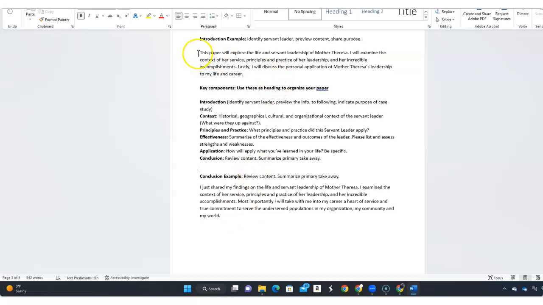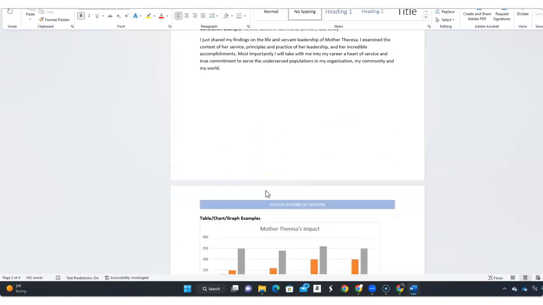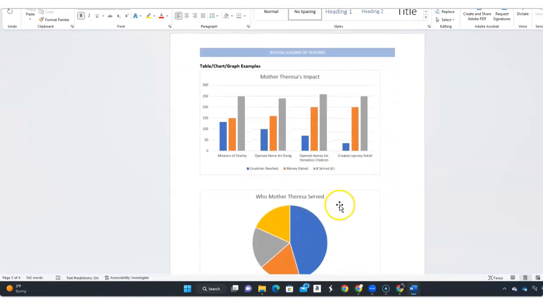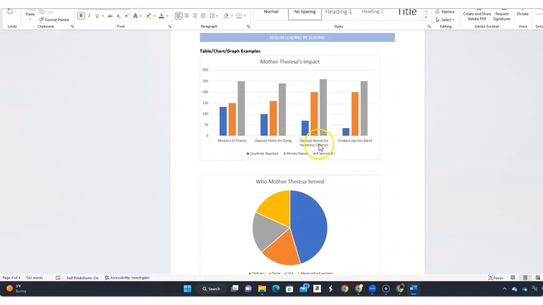Okay, so now we've seen an introduction example, and again, use these key components as your headings, as well as a conclusion example. Hopefully that will give you a little piece that less is more in terms of structure. Clean, simple. Now I want to give you a couple examples of visuals, okay? Instead of you listing off the number served and the money raised and the years this happened in, let's put together some visuals that will exemplify what you were trying to say and clarify.